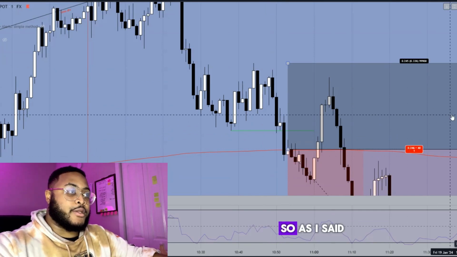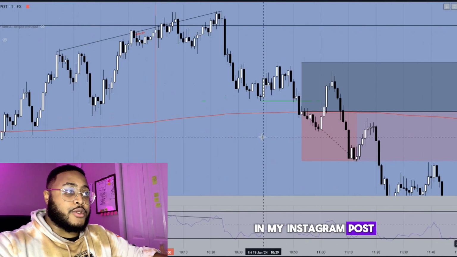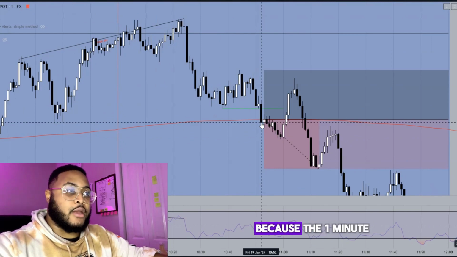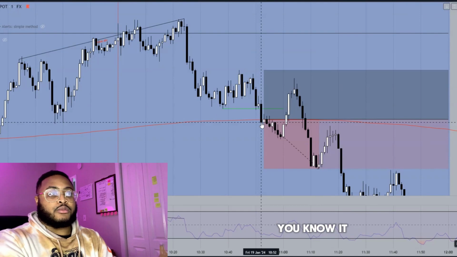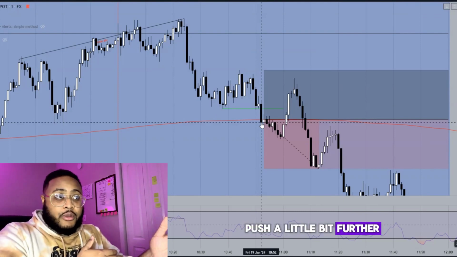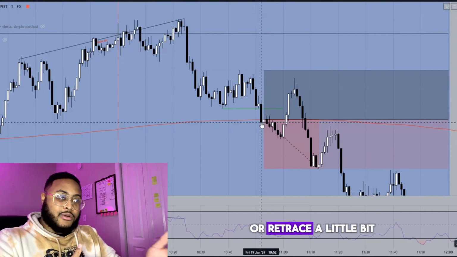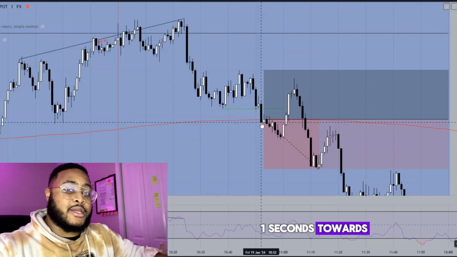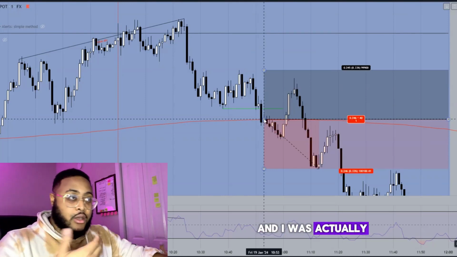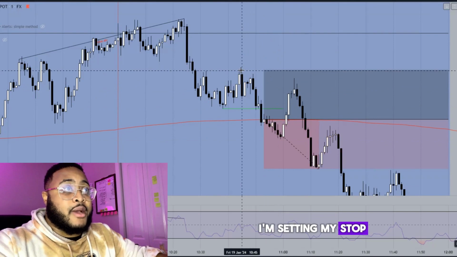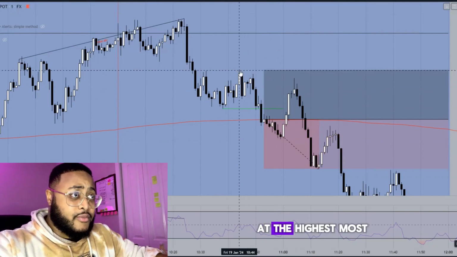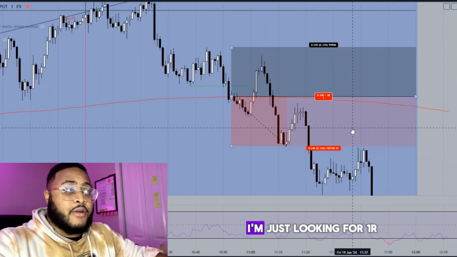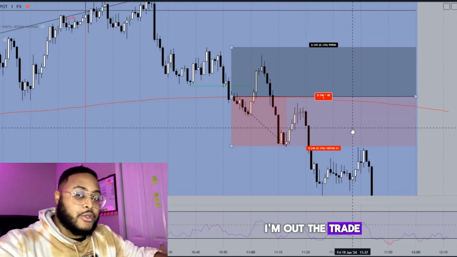As I said in my Instagram post, if you guys follow me on Instagram, I didn't really get in the entry right at the end of the candle, because the 1 minute moves so quickly, it'll either push a little bit further into the direction that you're trying to trade or it'll retrace a little bit. So I got a little lucky, around 2 or 1 seconds before the candle was closing, and I was able to get into my entry. I'm setting my stop loss at the highest point of this consolidation, and simple enough, I'm just looking for 1R. I'm in the trade, I'm out of the trade.